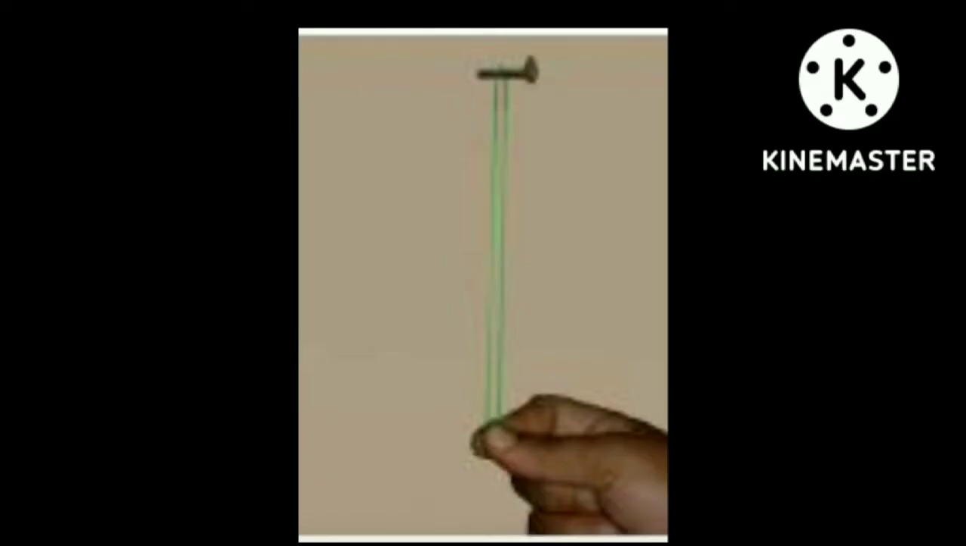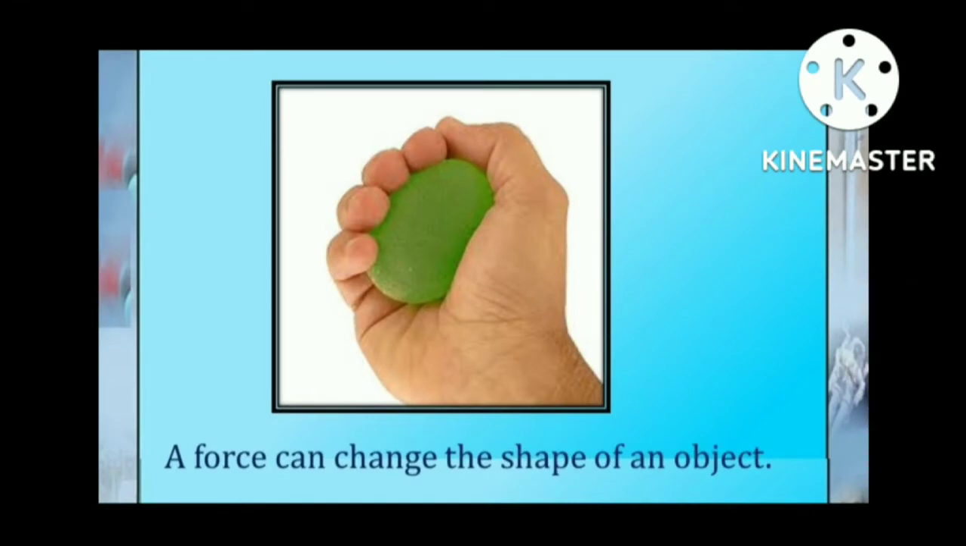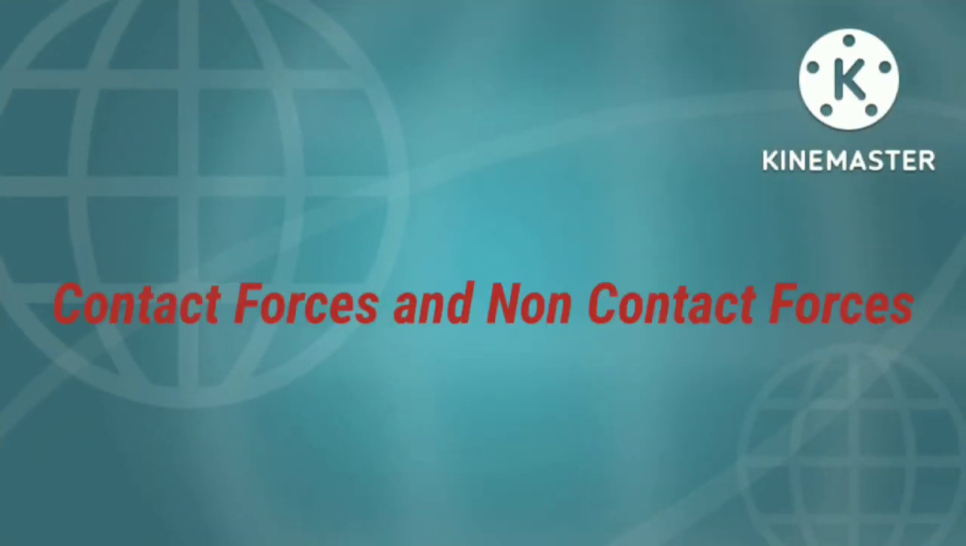A rubber band is suspended from a nail fixed on a wall. By pulling its free end, the shape of the rubber band changes because a larger force is applied on it. When you press the sponge ball, there will be a change in the shape of the ball. This means that when you apply a force on an object, there will be a change in the shape of the object. We have studied the concept of force as due to an interaction.